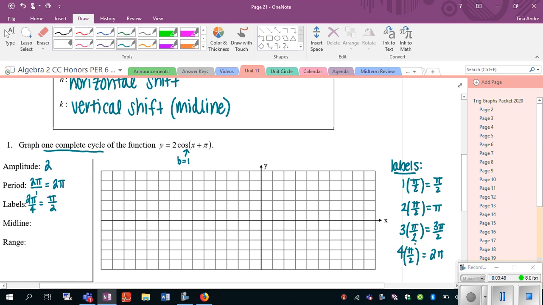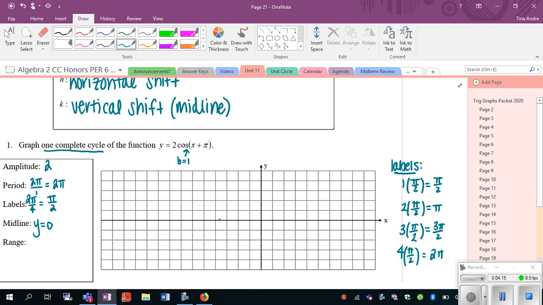Now when I go to graph this, I really want to consider that horizontal shift in there, because notice that's not one of my key characteristics. I see that for the midline, there's nothing added at the end, so I'm going to go ahead and just write this. My midline is just going to be y equals 0, so it's just going to be the x-axis. I don't really need to worry about that too much. The range I'm going to save till after I graph. So then the question becomes, how do we take care of the horizontal shifting?